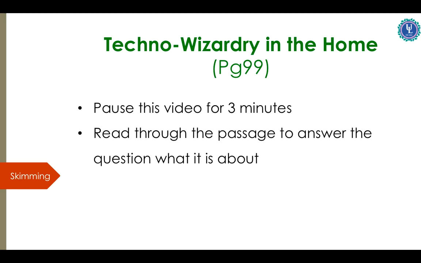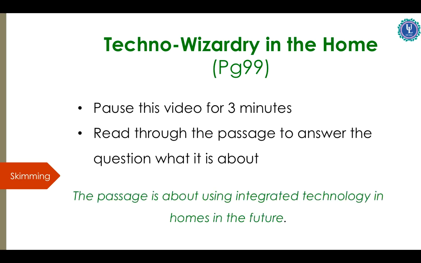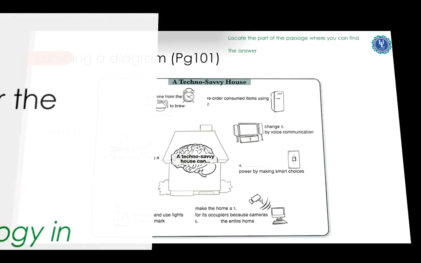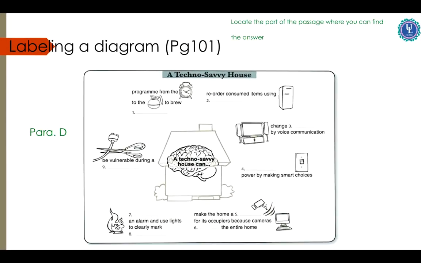Have you done? Here's the answer. This passage is about using integrated technology in homes in the future. So that's about the first task, skimming. Now we are moving on to the next task type, labeling a diagram.